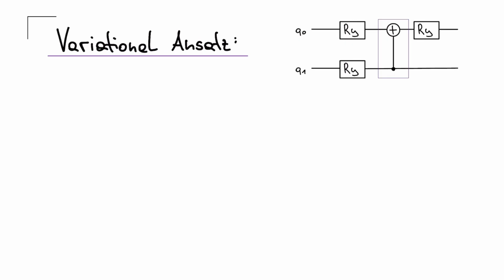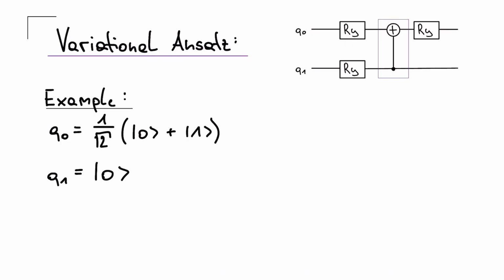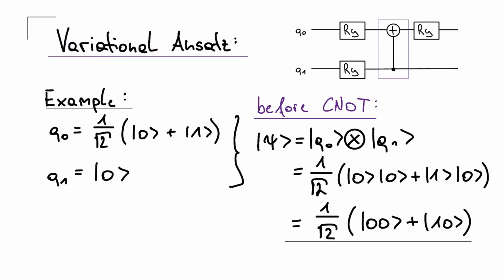If we rotate only qubit 0 with an RY gate and leave qubit 1 untouched in its initial state, we don't achieve this. For example, suppose qubit 0 is placed into a balanced superposition, that is equal probability for 0 and 1, which corresponds to the x-axis on the Bloch sphere. Meanwhile, qubit 1 remains in 0. Before applying the C0, this gives us a state with equal weight on 0,0 and 1,0.